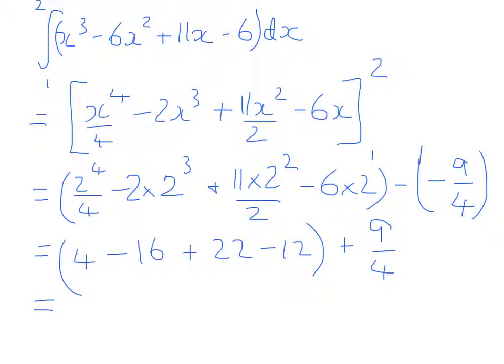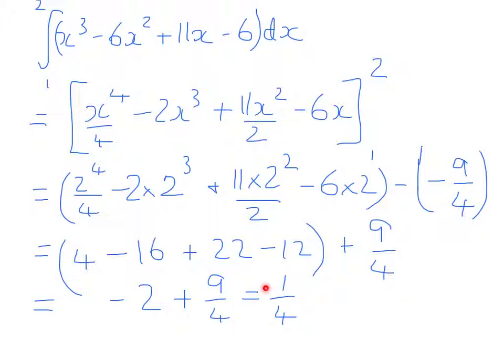If we work through the arithmetic here, 4 minus 16 gives us minus 12, and 22 minus 12 gives us 10. So this total thing here is equal to minus 2. So minus 2 plus 9 over 4, and that's 1/4. So the area between 0 and 2 for this function is 1/4. If you remember the graph at the beginning, that area was really much smaller than the other part, and so that makes sense.